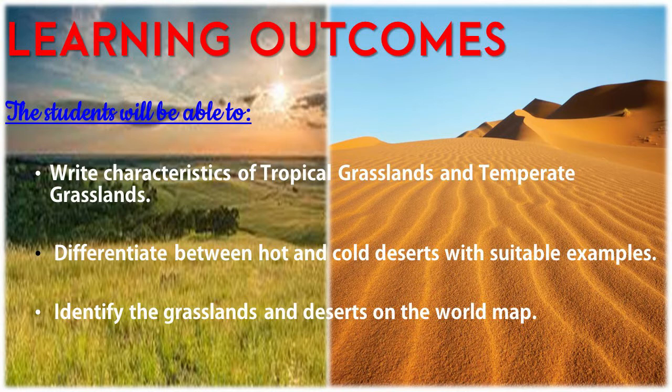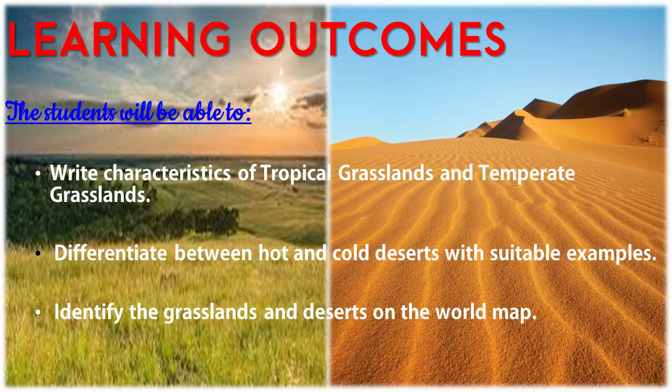Students, after the completion of this video, you would be able to write the characteristics of tropical grasslands and temperate grasslands. As you know, we have a variety of climatic conditions on the earth, so that enables different types of grasslands to grow on the earth. And you will be learning the names of the different types of grasslands in the different regions of the world.